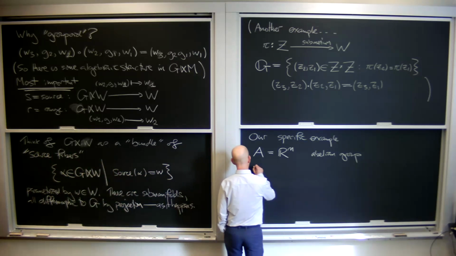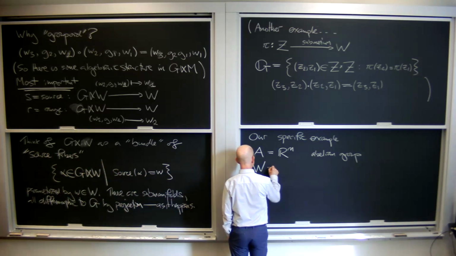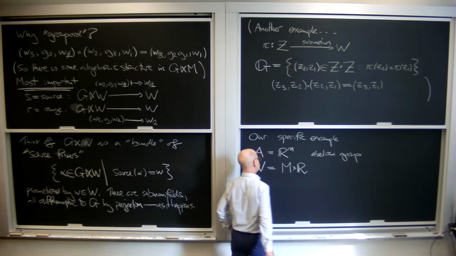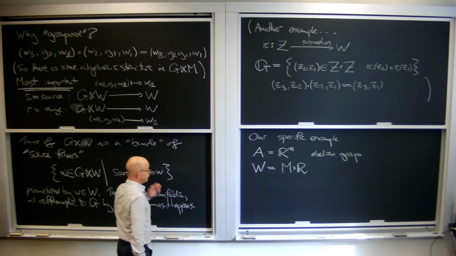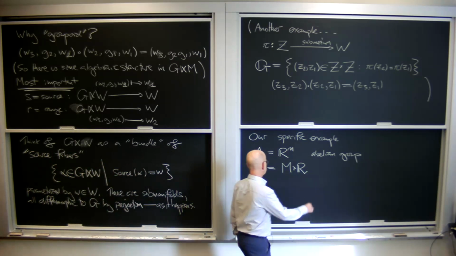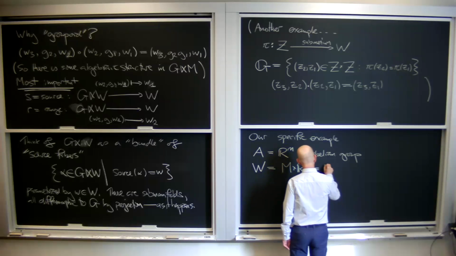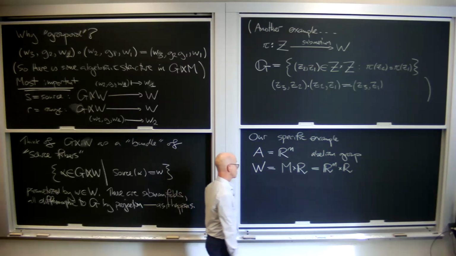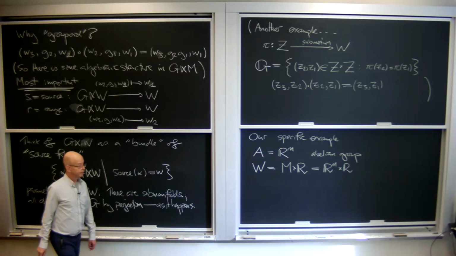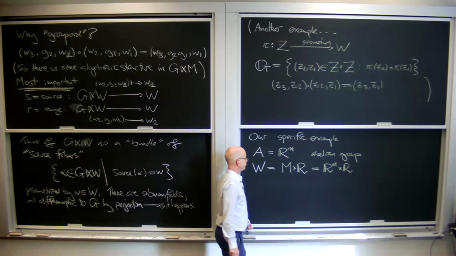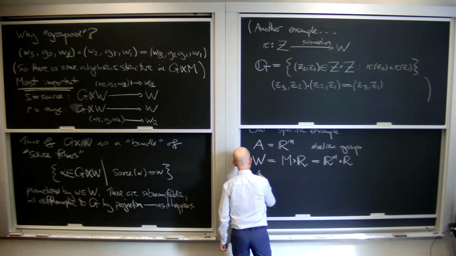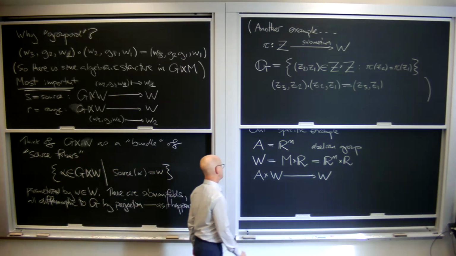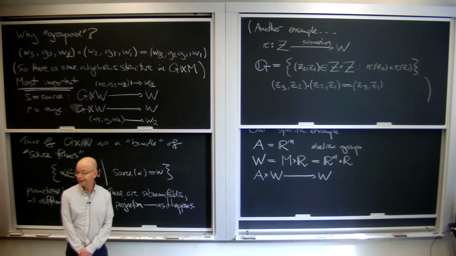What about the manifold? Well, in this particular case, the manifold is going to be a product of M with R. And what is M? Well, that's just another copy of Rn, like that. Okay. And now I need an action in order to perform this construction of A on W.